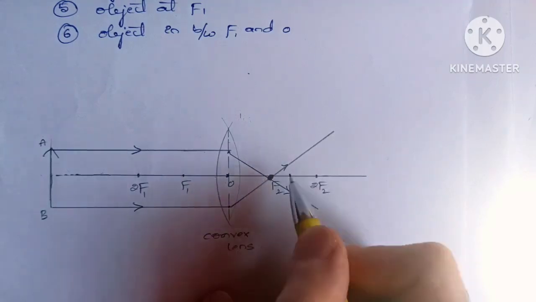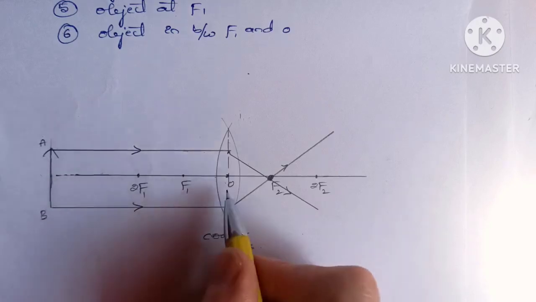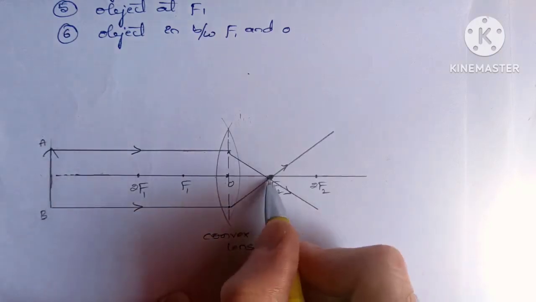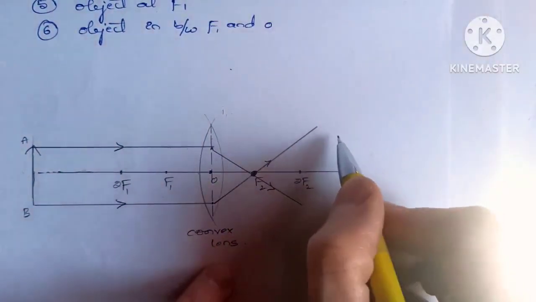And this is a very point-sized image. See, a bigger object at infinite position, if we form its image through the lens, it will give a point-sized image. And let's write, our construction is ready. Now a few things you need to write.